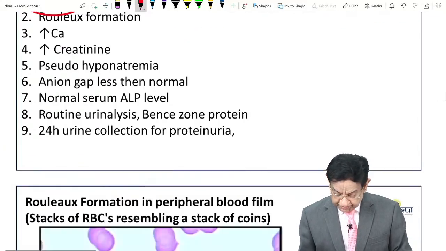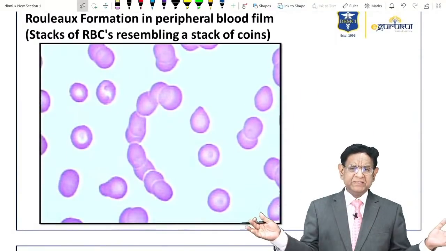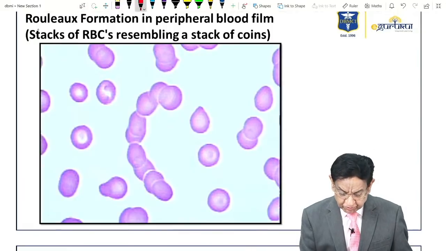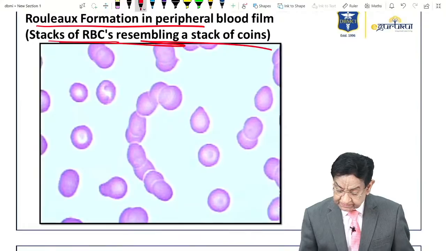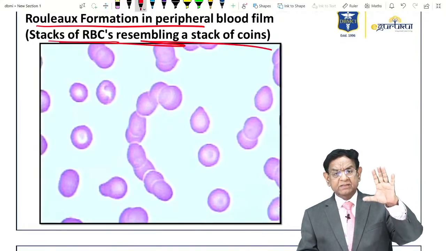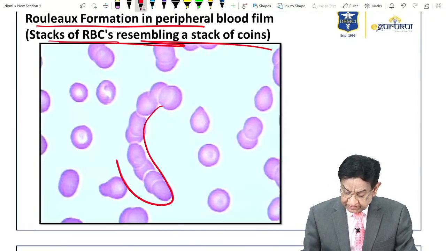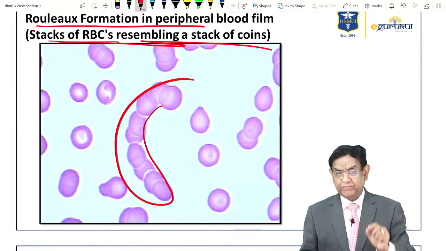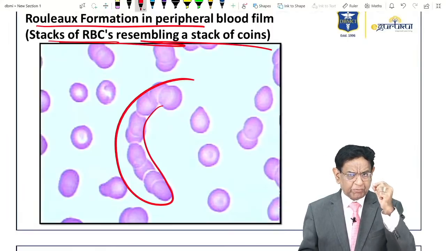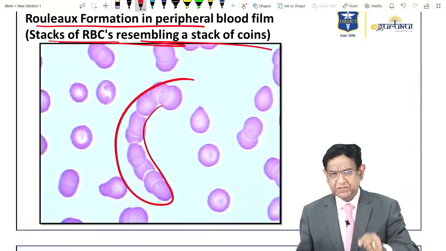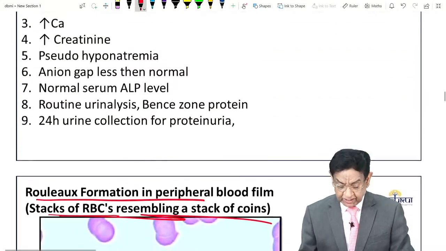Rouleau formation, look into this, Rouleau formation, lovely. You make a peripheral smear, you get Rouleau formation. What is Rouleau formation? A stack of RBCs. Many RBCs are clumped to each other like this. And this so-called Rouleau formation is, I think, one of the very classical findings. When we talk about Rouleau formation, 99% you are dealing with multiple myeloma, such an important clue for the answer.